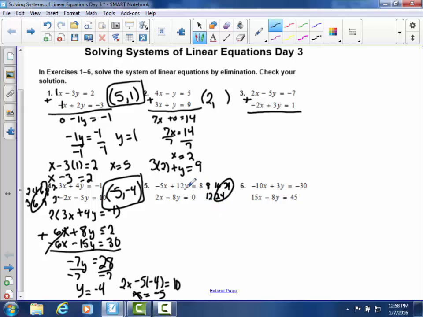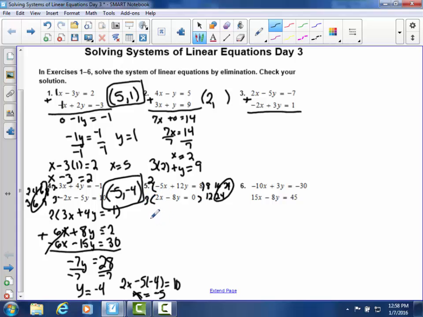All right, so to make 12 into 24, I had to multiply by 2. So this top equation is going to get multiplied by 2. And to get 8 to turn into 24, I had to multiply by 3. So this second equation is going to get multiplied by 3.